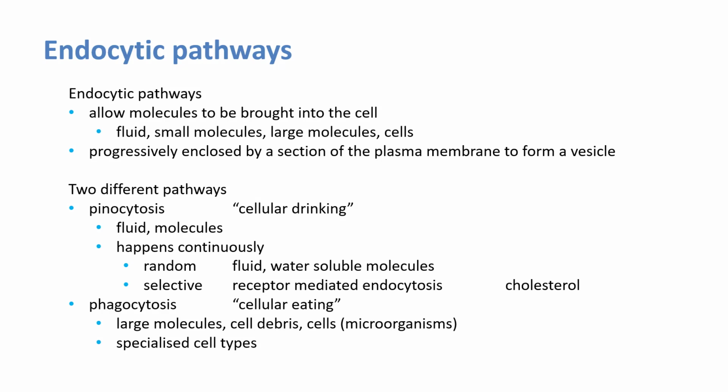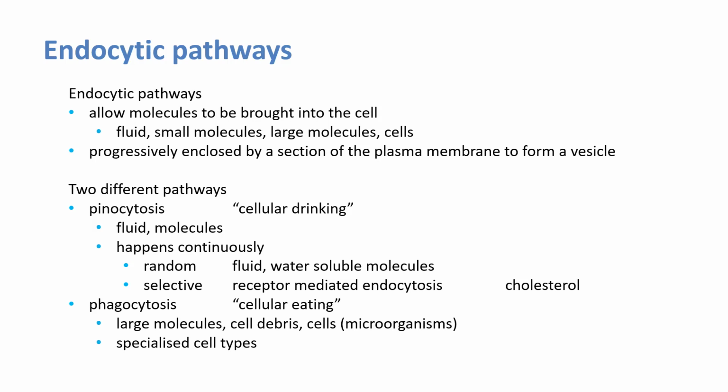So lastly, we're just going to talk about endocytic pathways. What these pathways do is essentially the opposite. They allow molecules to be brought into the cell. And the types of things that the cell regularly brings in are things like fluid, small soluble molecules, but also larger molecules and even whole cells. So what happens is a section of the plasma membrane is progressively enclosed until it forms its own vesicle.